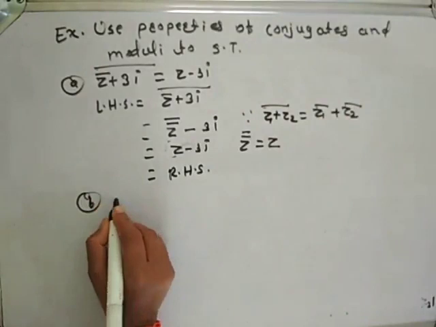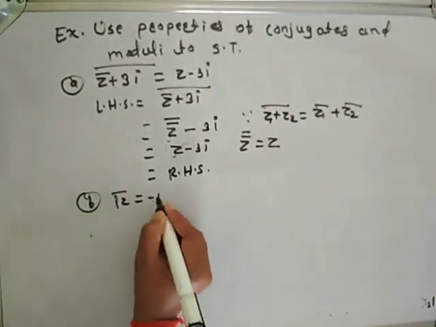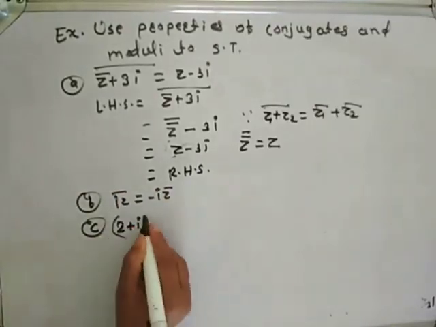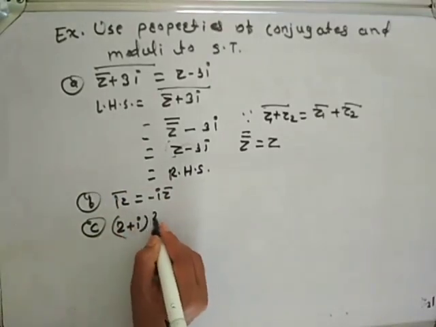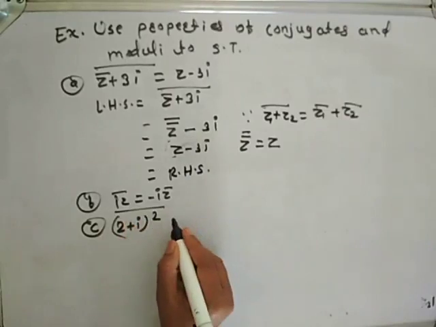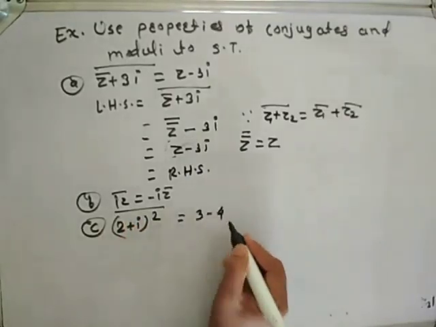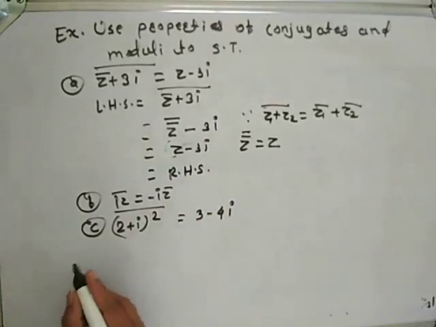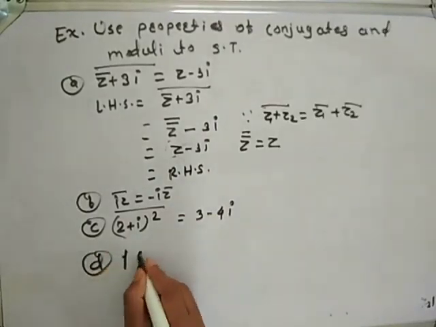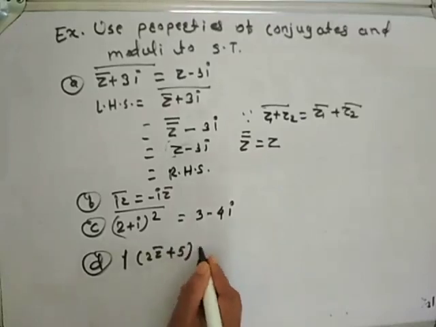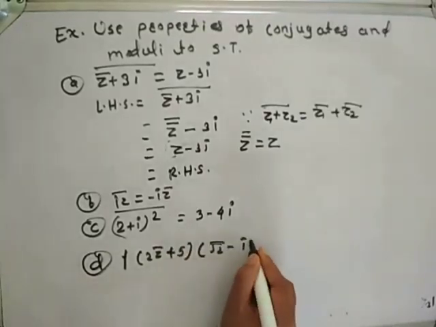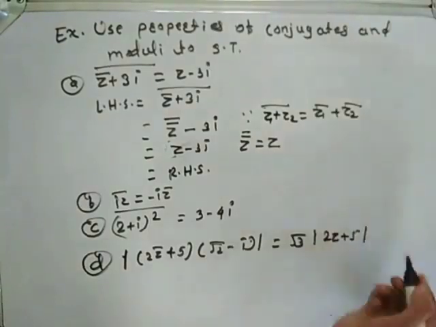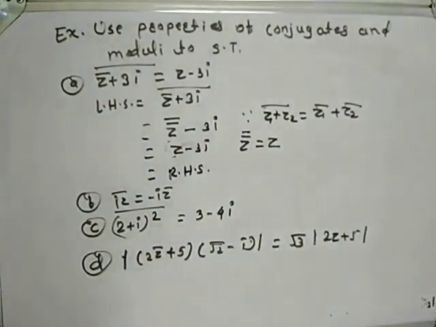Similarly, take homework. B: i z bar is equal to minus i into z bar. C: 2 plus i whole square bar is equal to 3 minus 4i. And last is D: modulus of 2z bar plus 5 into root of 2 minus i is equal to root of 3 modulus of 2z plus modulus of 2z plus 5. Okay.